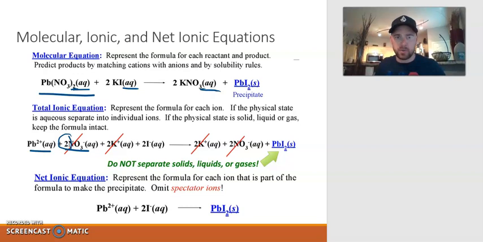Same thing, here's your reactant. You've got the 2 potassiums and the 2 iodides there. And then over here, this is still broken up into our 2 potassiums and 2 nitrates. And then you've got your precipitate, and notice it's held together. I'm going to finish up this reaction in the next video.